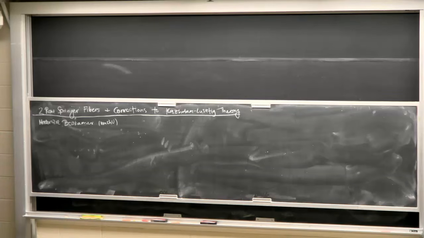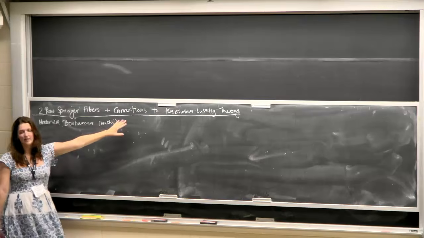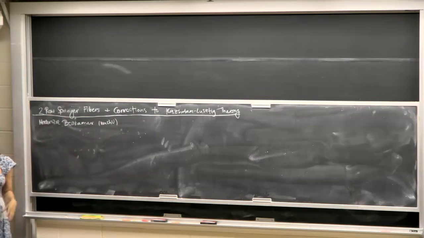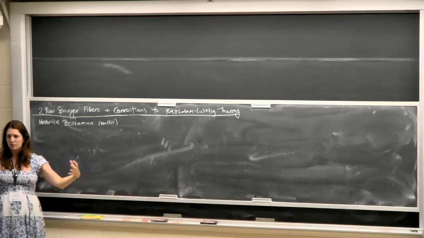Today I want to talk to you about two-row Springer fibers, a very geometric way to think about combinatorial objects, as well as their connections to the more algebraic side of Kazhdan-Lusztig theory. Since it's a short talk, I'm going to state a main theorem that I'm interested in, and then work through an example that shows the result of the theorem.